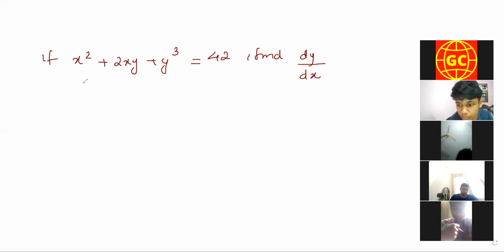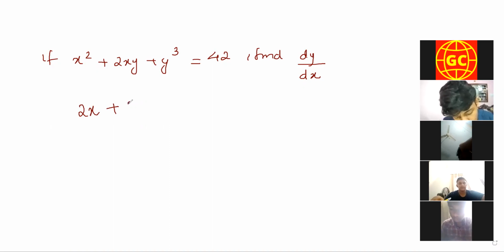Ganesh, first you will take the derivative of x square. What is the derivative of x square? 2x. Okay, Achyut, can you give the next one? Next term, which is 2x in it. So 2xy means product is coming now, product. So keep 2 here, apply product rule for xy.